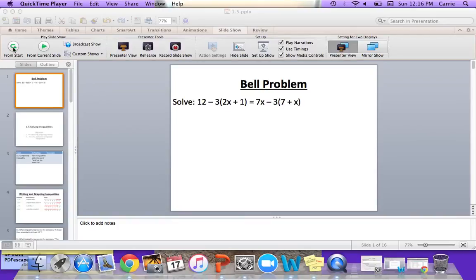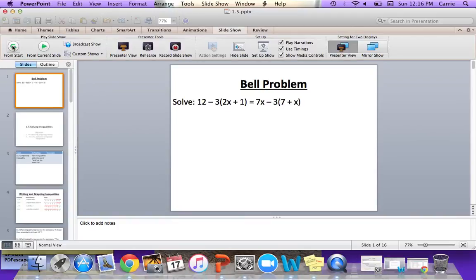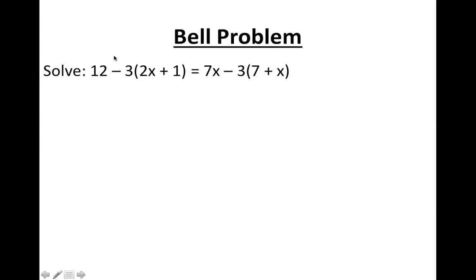Hello, and welcome back. This is 1.5 Solving Inequalities. The bell problem for today is 12 minus 3 parentheses 2x plus 1 equal to 7x minus 3 parentheses 7 plus x. Take your time, but come up with an answer. You should get x equals some number, so pause this and come back.